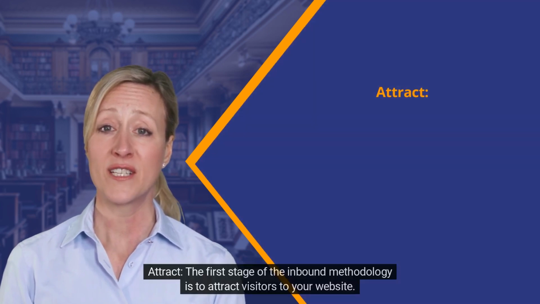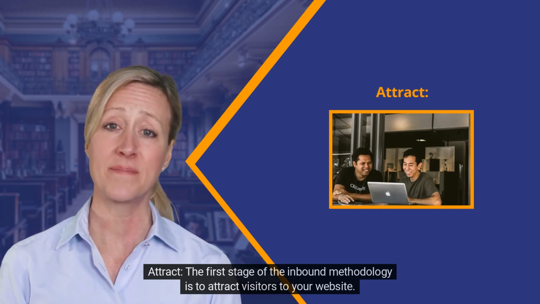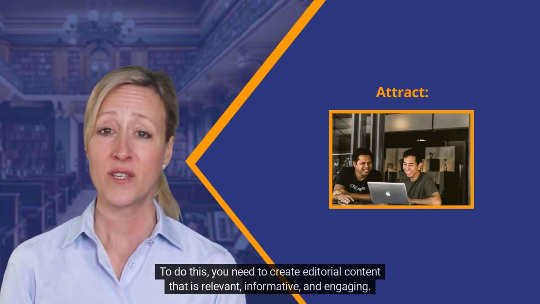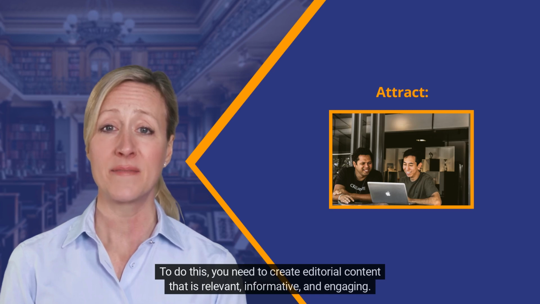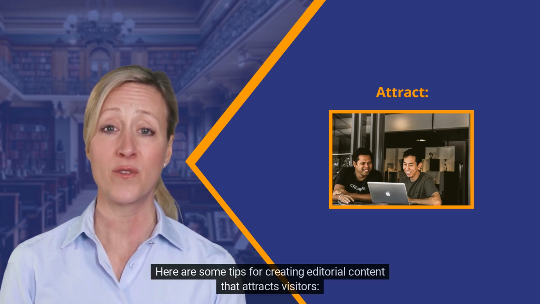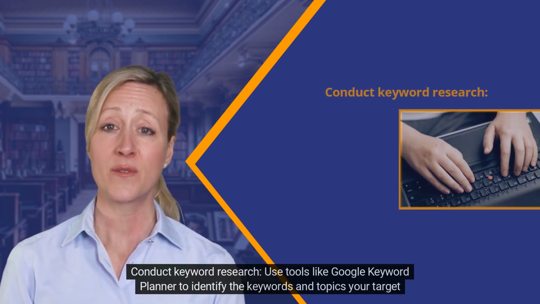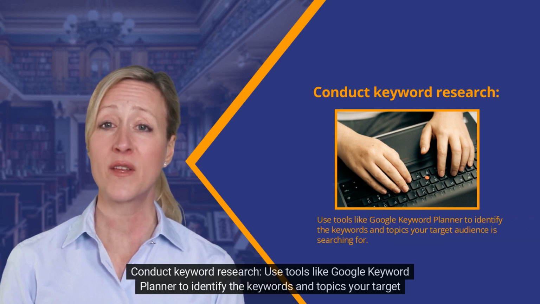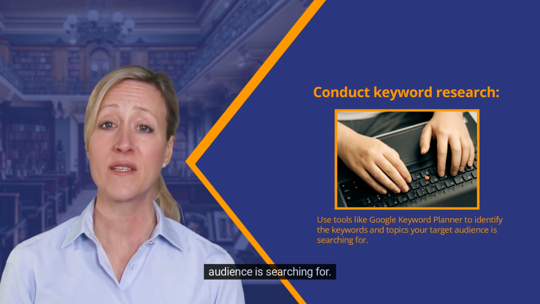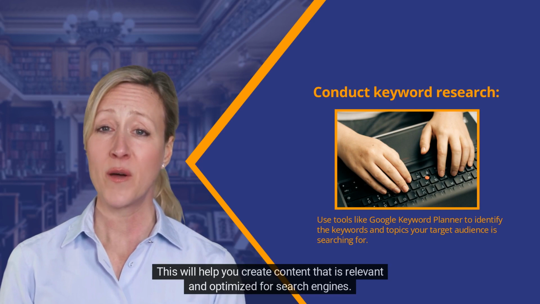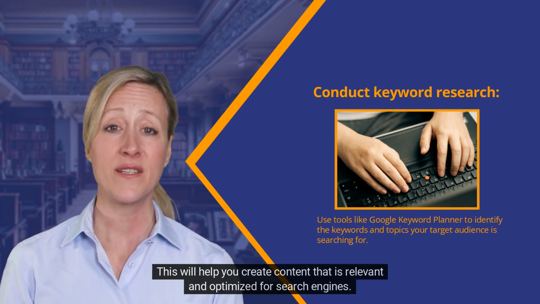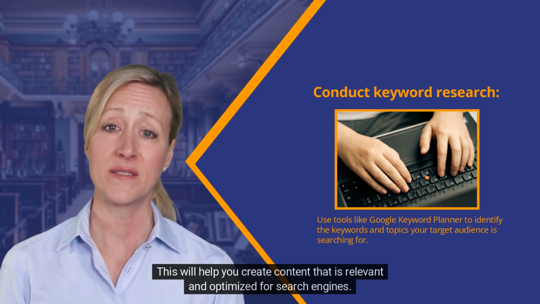Attract. The first stage of the inbound methodology is to attract visitors to your website. To do this, you need to create editorial content that is relevant, informative, and engaging. Here are some tips for creating editorial content that attracts visitors. Conduct keyword research. Use tools like Google Keyword Planner to identify the keywords and topics your target audience is searching for. This will help you create content that is relevant and optimized for search engines.